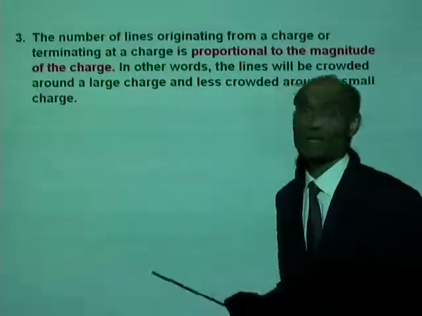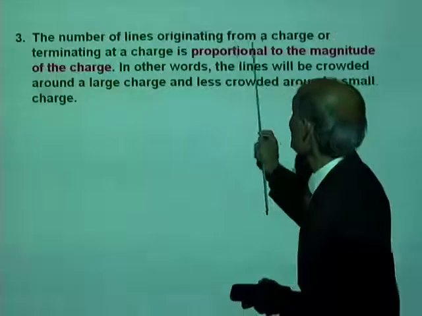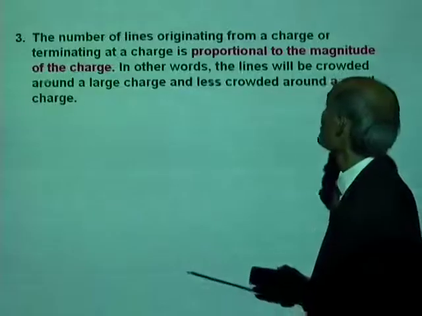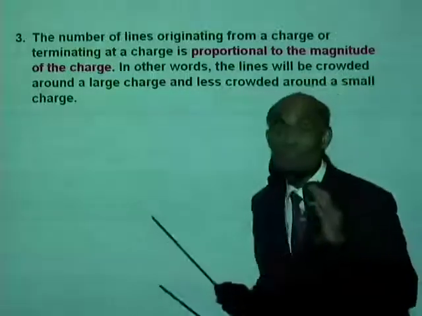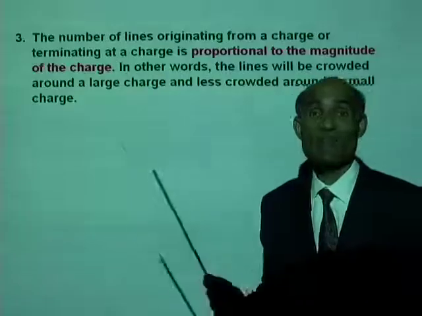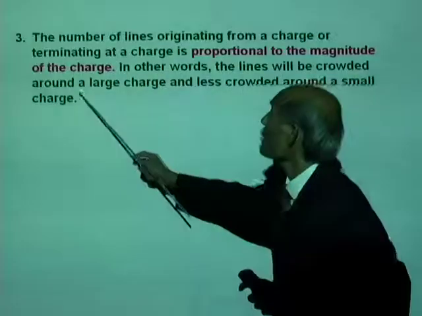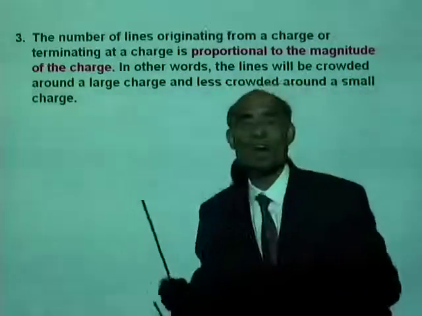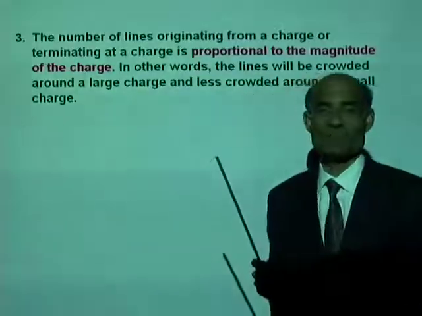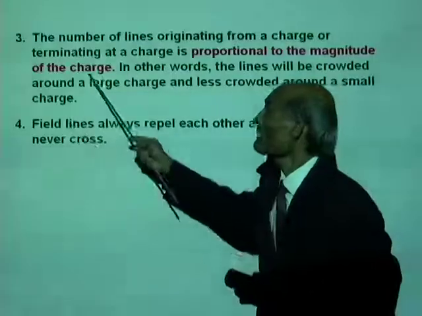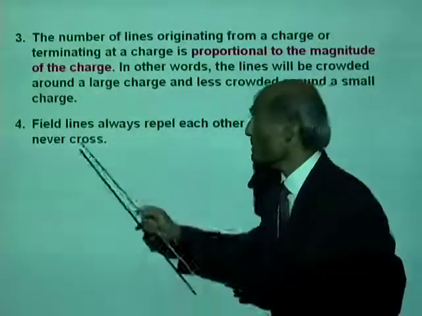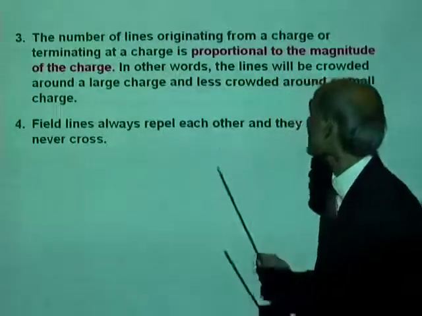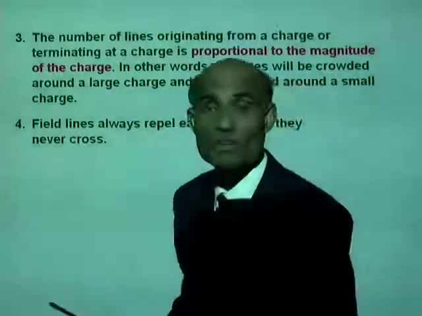Property number 3. The number of lines originating from a charge or terminating at a charge is proportional to the magnitude of the charge. In other words, the lines will be crowded around a large charge and less crowded around a small charge. Well, I'll illustrate that in a minute. Property number 4, field lines always repel each other and they never cross.